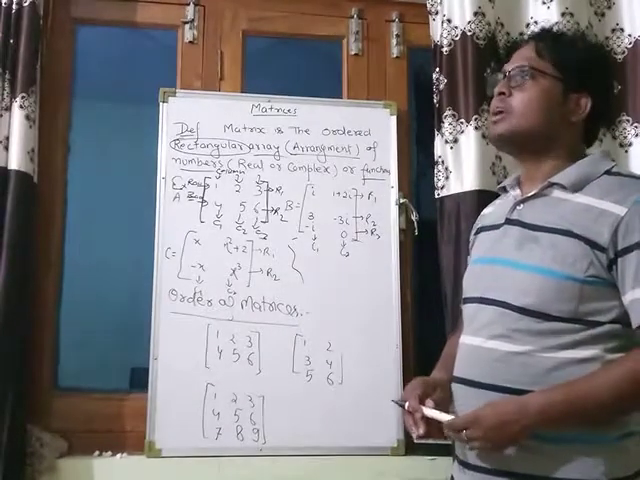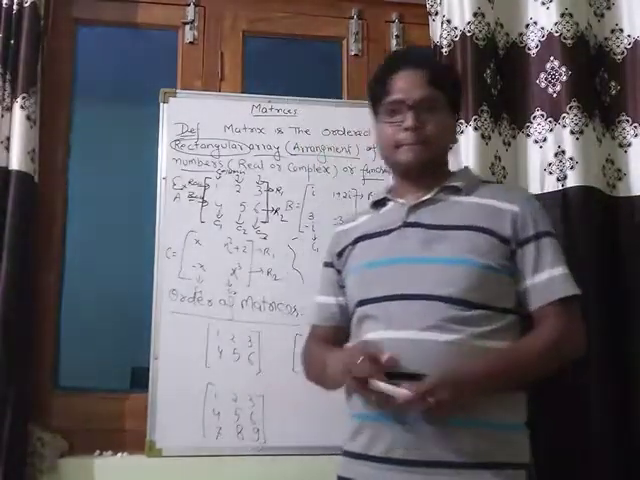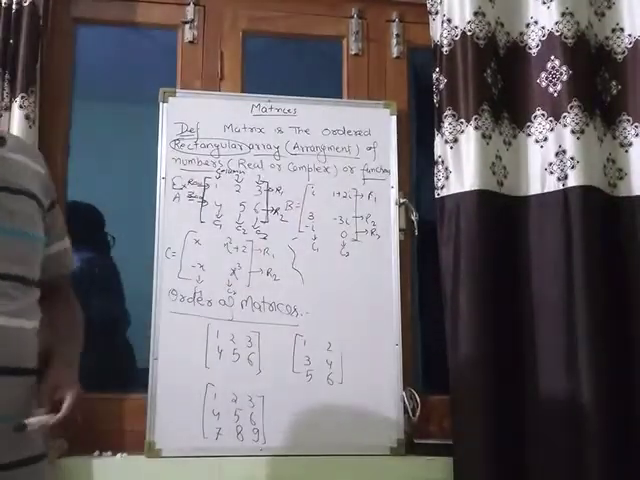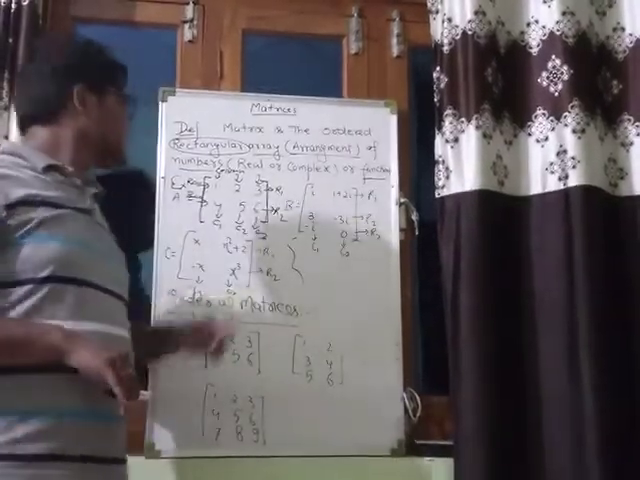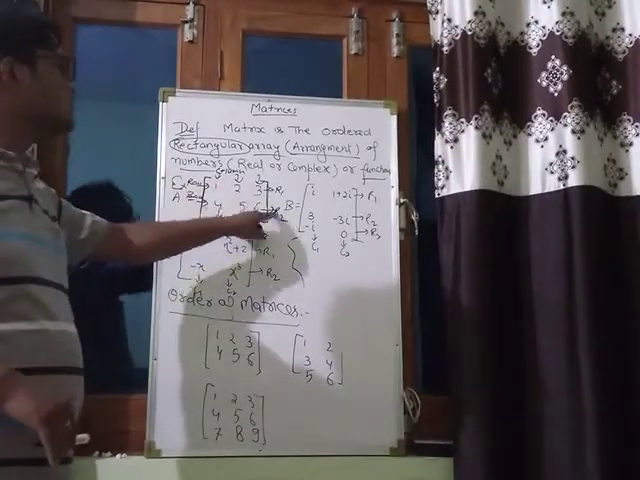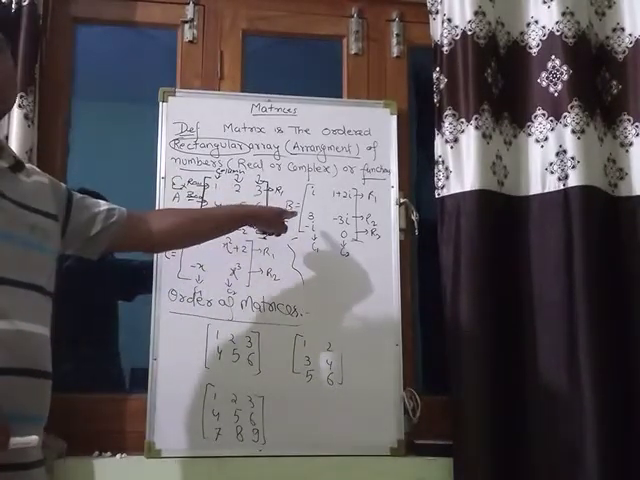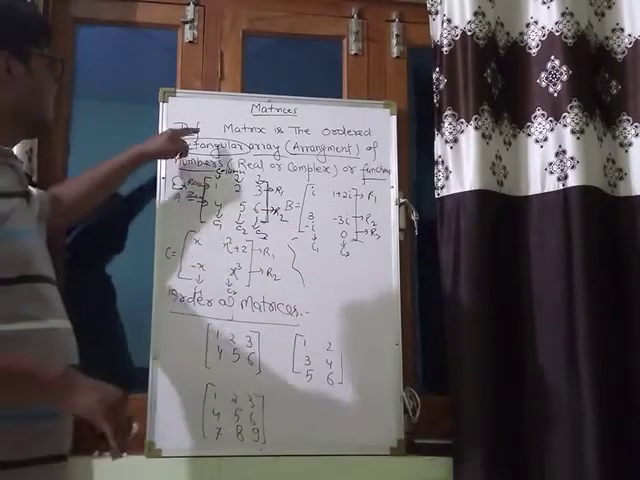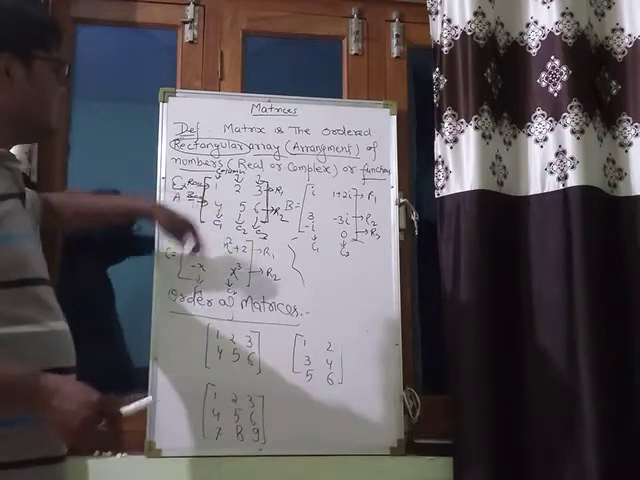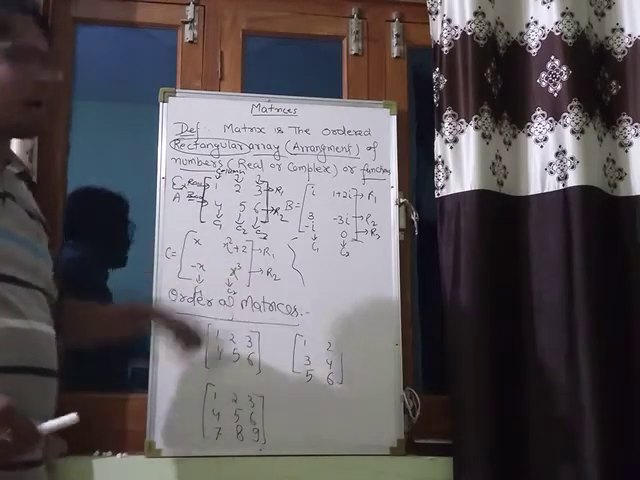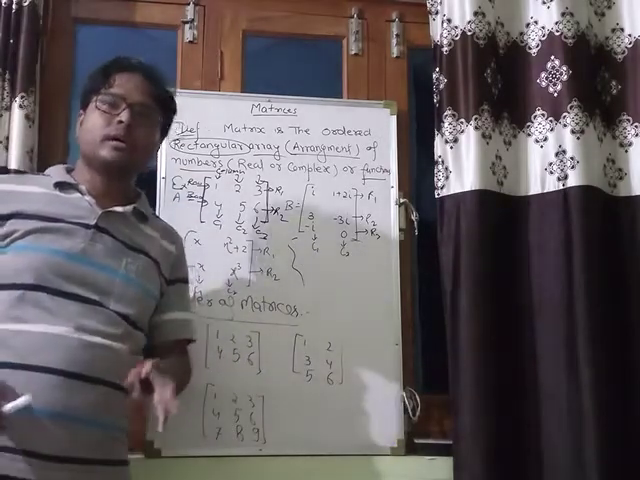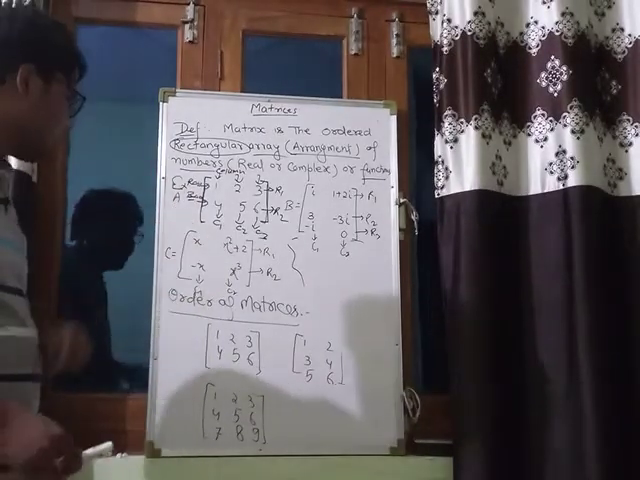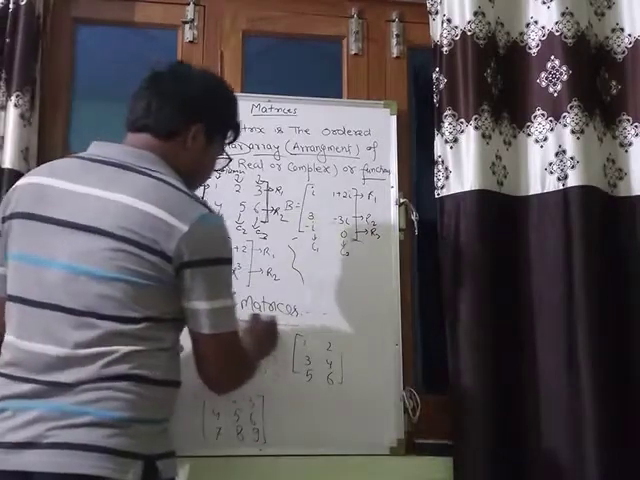Okay, so in any matrix there are several rows and several columns. Horizontal line elements are called elements of the rows, and vertical line entries or elements are called elements of a column of the particular matrix. Okay, now the order of a matrix is very important for you.